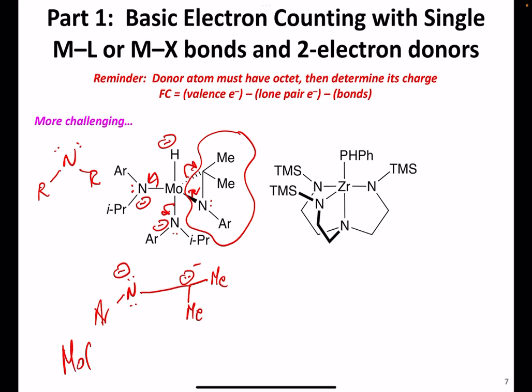This gives us a moly 5 center. Moly 5 is d1 plus 5 2-electron donors. That's 10 more electrons for 11 electrons total. Anytime you get an odd electron count, I would suggest double checking to make sure you are correct.